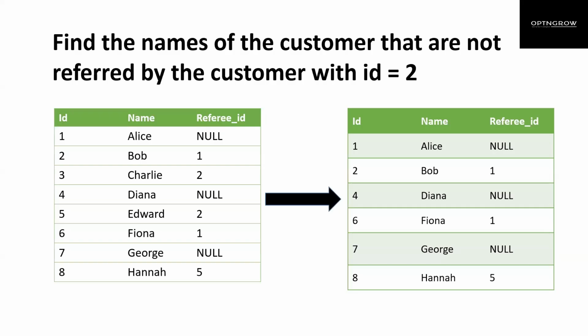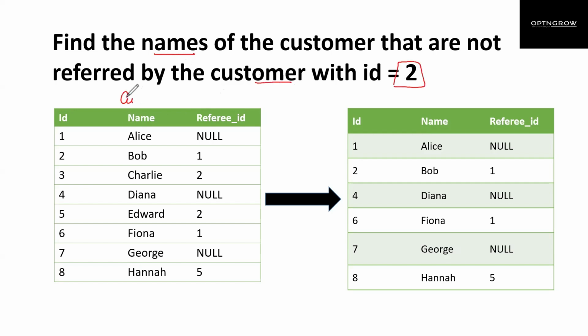Hi everyone. The main purpose of this video is to help you understand how null works in SQL, as it often behaves differently from what we expect. So let's take a look at the question. We have to find the names of the customers that are not referred by the customer with ID 2.